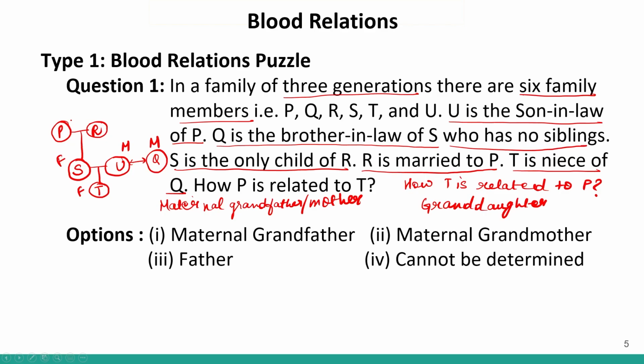So, three points: we do not assume the gender. We use different symbols and annotations, and we draw a family tree. So we have followed all three points. So it could be maternal grandfather or grandmother. So the answer is not clear to us. So the answer will be option number 4, cannot be determined. Option number 4, cannot be determined, will be the correct answer to this question. Okay.